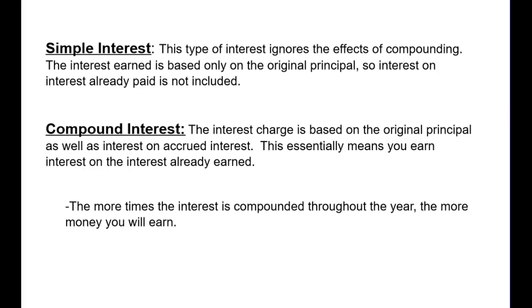First thing we need to do is review the difference between simple interest and compound interest. Simple interest ignores any idea or effect of compounding. Your interest is only based on the original principal amount you have. Compound interest is different because you earn interest on interest you've already earned as well as the principal amount. The main idea: the more times the interest is compounded throughout the year, the more money you will earn if we're talking about a savings account.